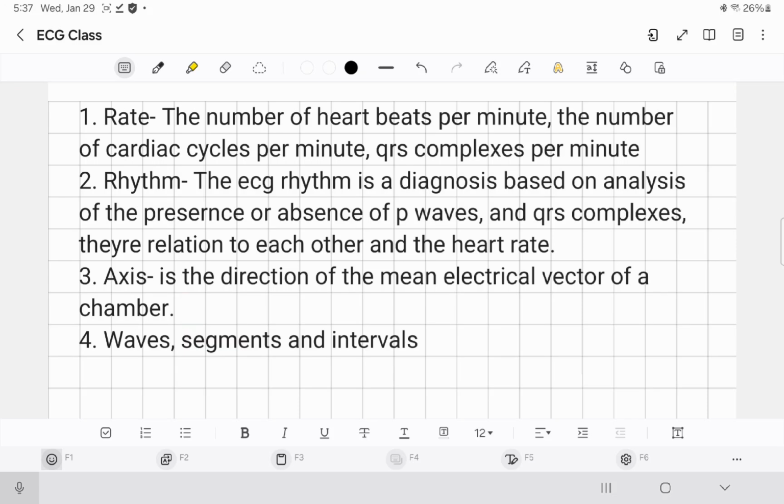And we have already given definitions for waves, segments, and intervals, right? So we're not gonna waste time on that again. Okay, moving on.